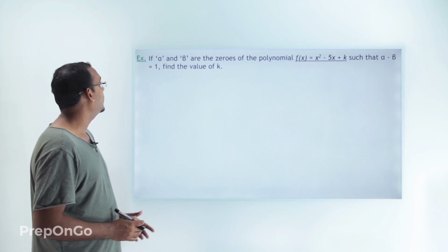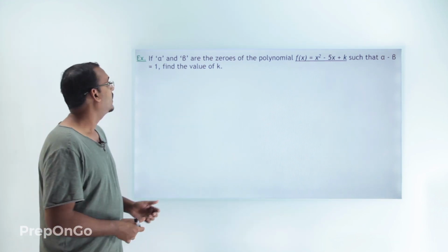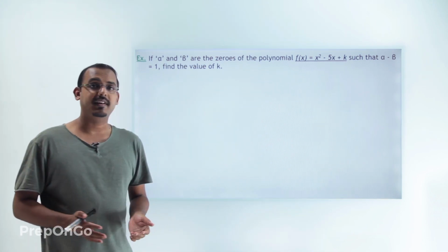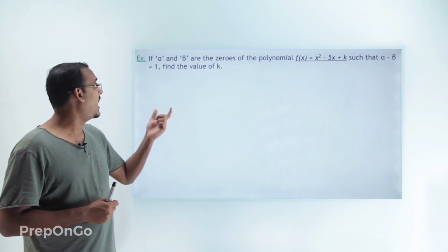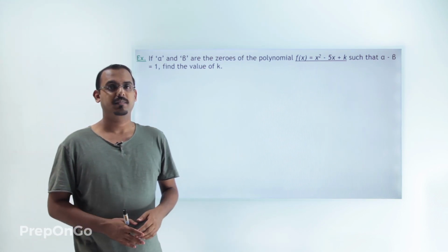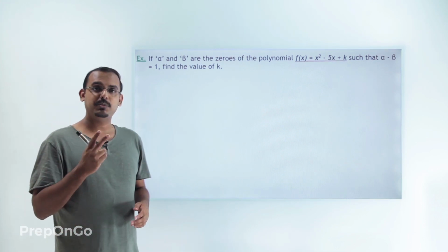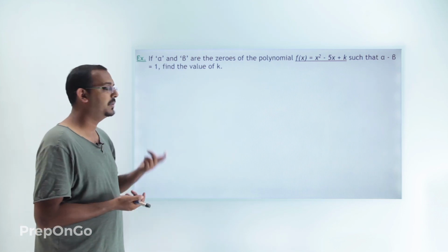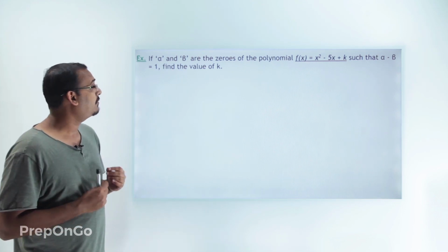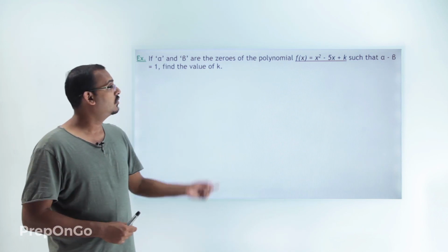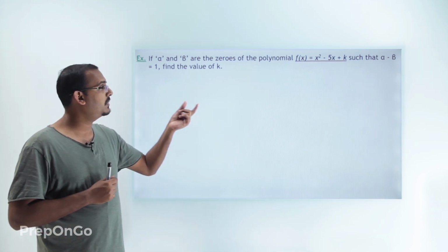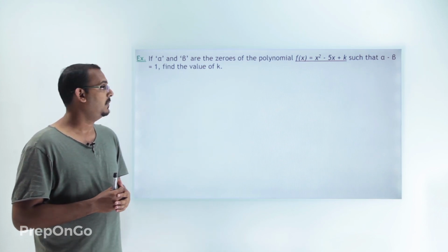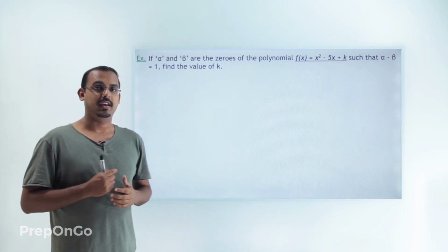So in this question, we have been given that alpha and beta are two zeros of the polynomial f(x) is equal to x square minus 5x plus k, such that alpha minus beta is equal to 1. So we have been given that the difference between the two zeros of the polynomial f(x) is 1, right? So alpha minus beta is equal to 1. What we have to do is find the value of k. So this is an unknown in the polynomial, right? The polynomial is x square minus 5x plus k. So there is an unknown value there, k. So we have to find the value of k.